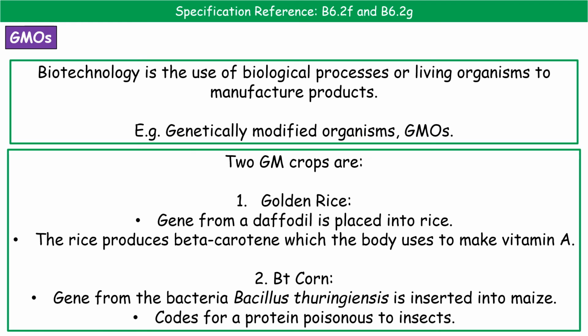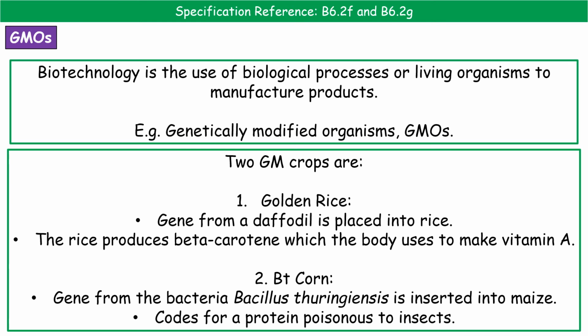First one, golden rice. We've taken a gene from a daffodil and placed it into a rice plant. Why, you might think? Well, because that rice then produces the chemical beta-carotene. Now, beta-carotene is necessary for the body to make vitamin A, which you need for good eyesight. We will then be able to grow this golden rice in areas where they don't necessarily have good access to a range of vegetables that would have beta-carotene present.